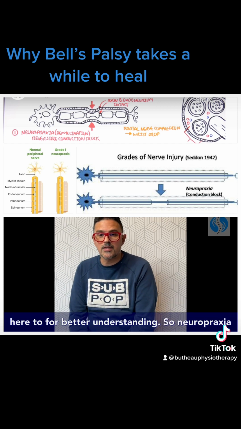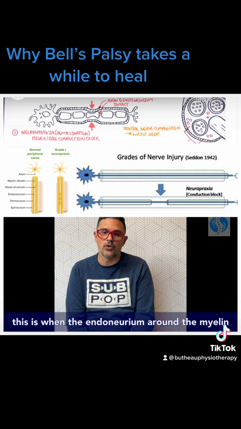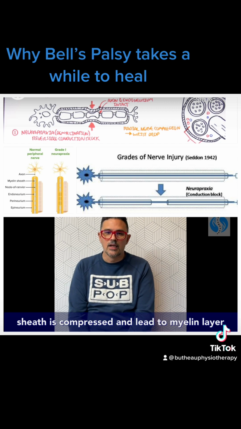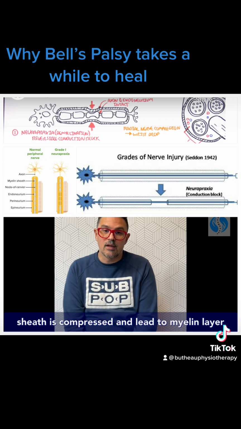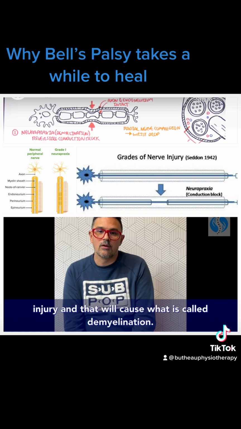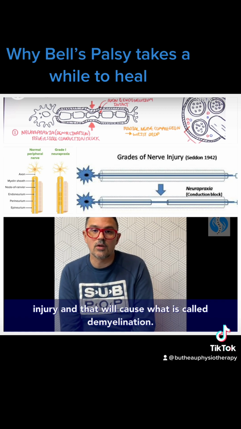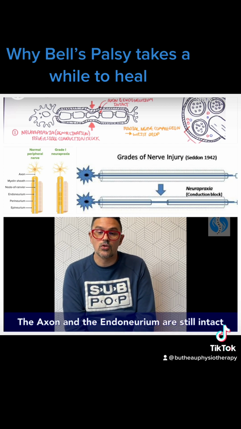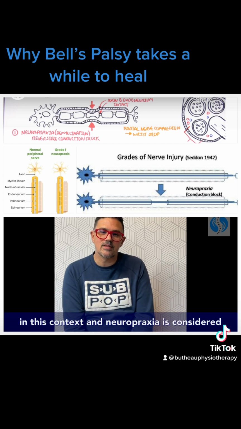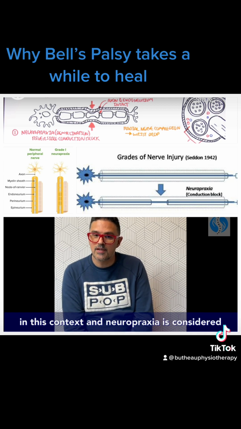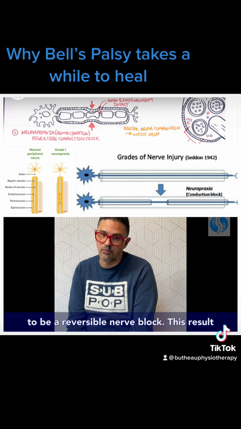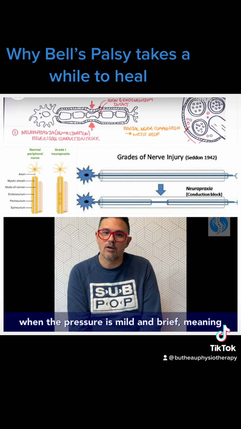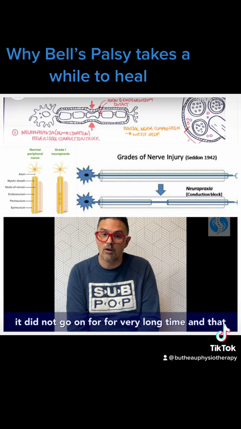Neurapraxia is when the endoneurium around the myelin sheath is compressed and leads to a myelin layer injury, which causes what is called demyelination. The axon and the endoneurium are still intact in this context, and neurapraxia is considered to be a reversible nerve block. This results when the pressure is mild and brief, meaning it did not go on for a very long time.